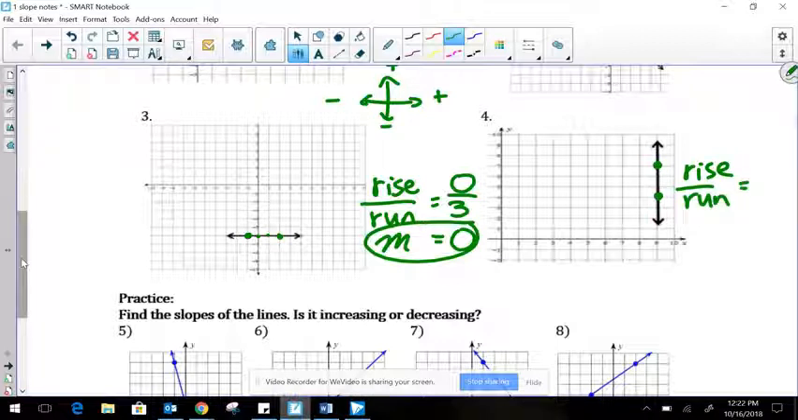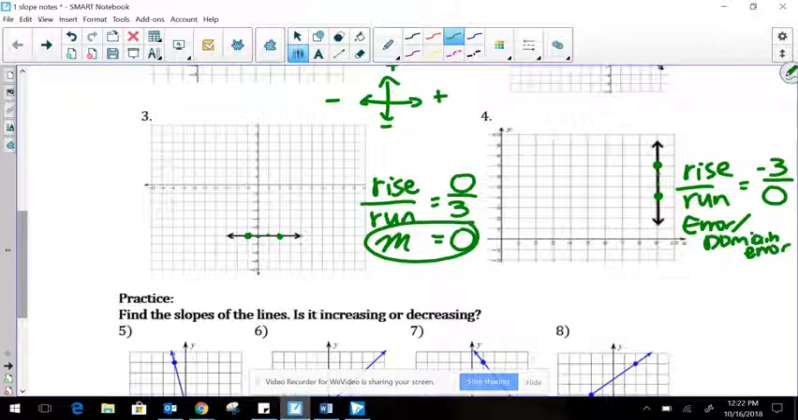Okay, so I'm rising. Let's say I'm going down 3. I'm not running at all. So anytime you divide by 0, in your calculator, it's going to say something like this: error, domain error, something like that. That means it's not possible. Okay, you are not allowed to divide by 0 ever.